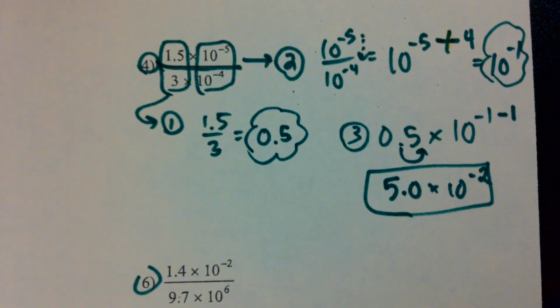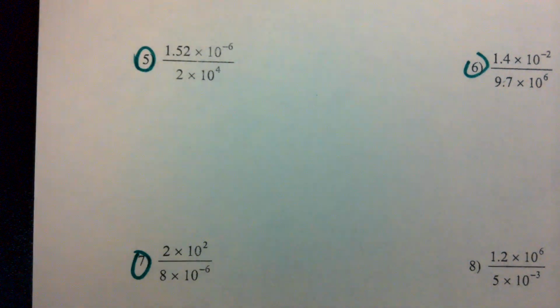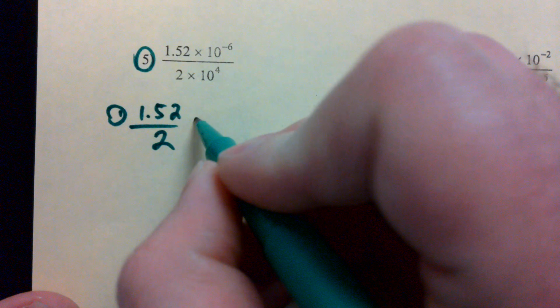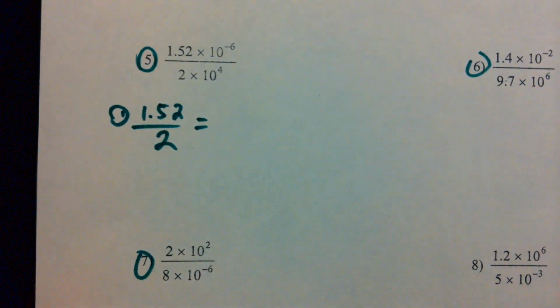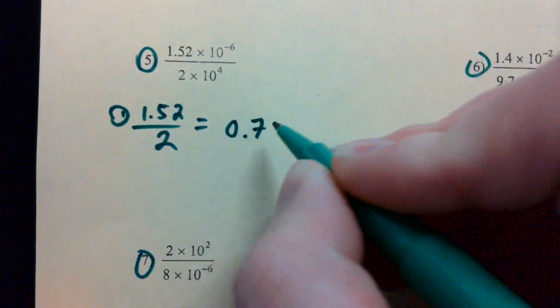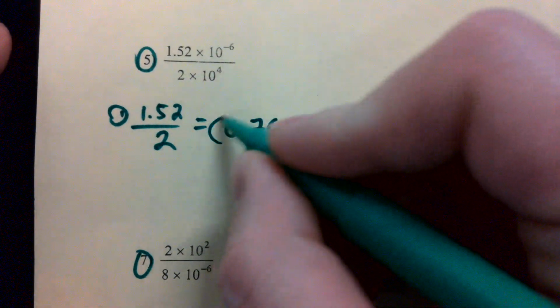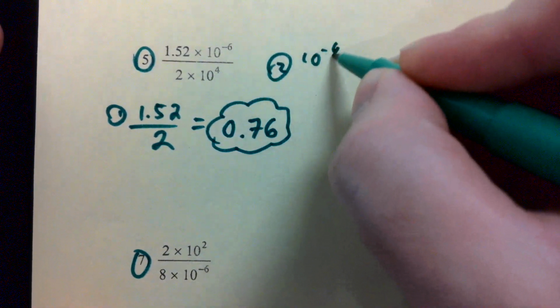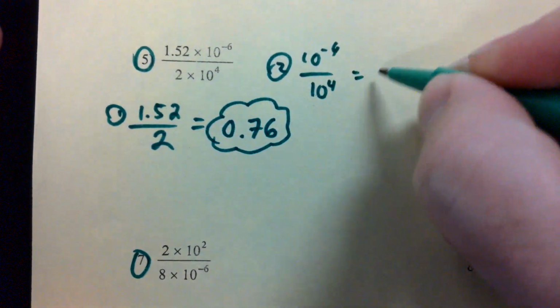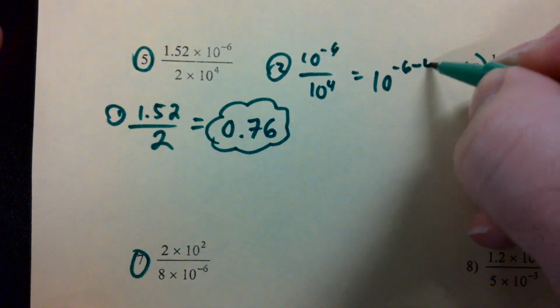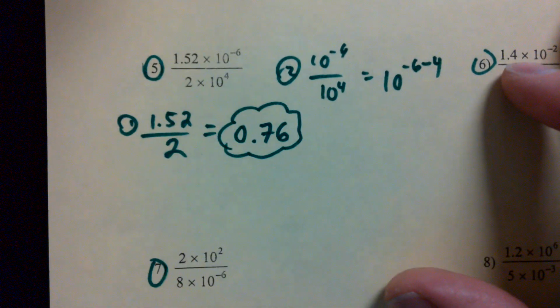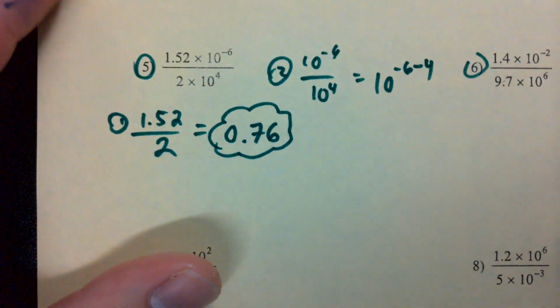Questions I can answer about 4? Okay. Down to 5. Step 1, 1.52 over 2. That gives me 0.76. All right. Sounds good to me. Step 2, 10 to the negative 6 over 10 to the 4th. We'll get 10 to the negative 6 minus 4. No double negatives turning to a plus. Good morning, Jackie. Keep it just like this. What is negative 6 minus 4?